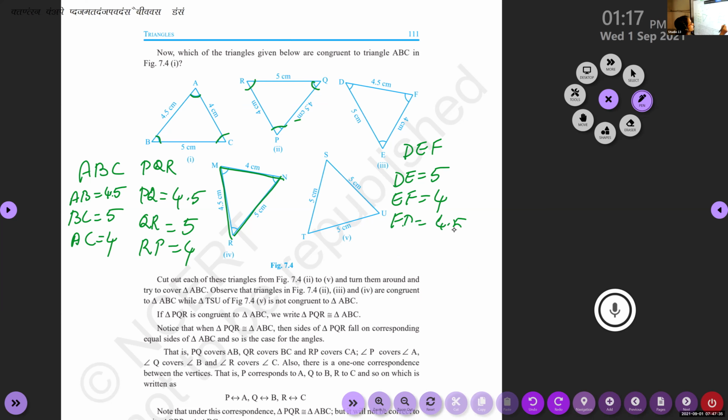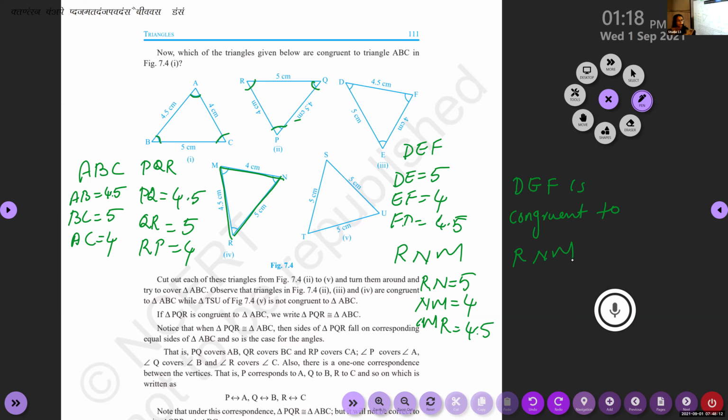Ma'am, what about RNM? RNM. So RN is 5, NM is 4, and MR is 4.5. Now it's okay. So here we can say DEF is congruent to RNM. So angle D will be equal to angle R, angle E equal to angle N, and angle F equal to angle M, then DE equal to RN, EF equal to NM, and FD equal to RM. So triangle DEF is congruent to triangle RNM.